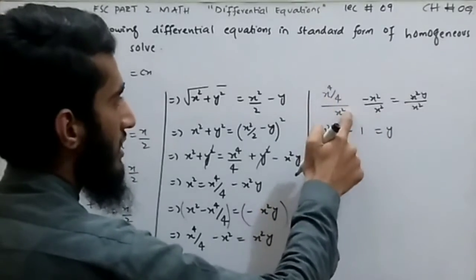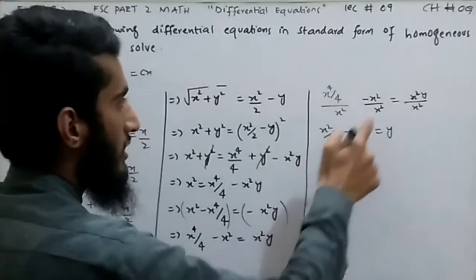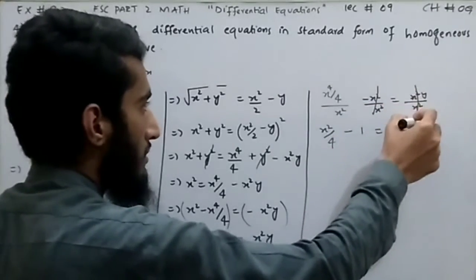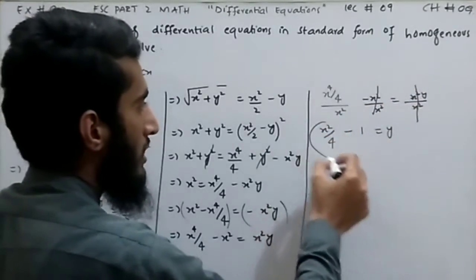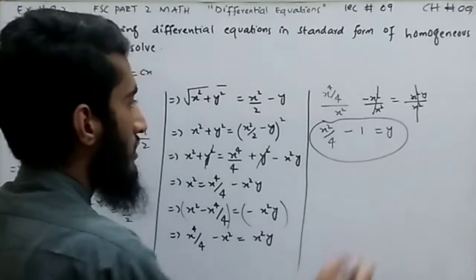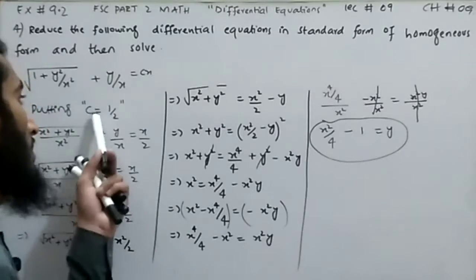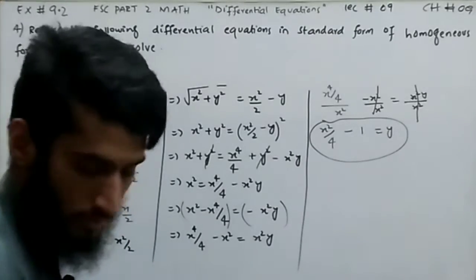So x power 4 over x square gives us x square, and 4 will come down as it is. X square will cancel out with x square, we are left with negative 1. X square cancels out with x square, we are left with y. So this is actually the required solution to the given homogeneous differential equation with the given initial condition and with the given constant value of c equal to 1 over 2.